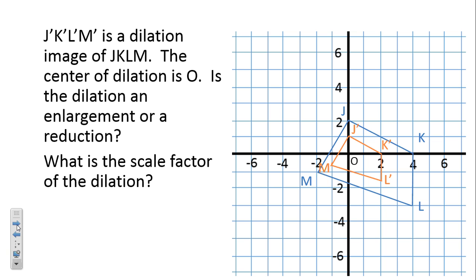So trapezoid J prime, K prime, L prime, M prime is a dilation of image JKLM. The center of the dilation is the origin, 0, 0. Is the dilation a reduction or an enlargement? Reduction. My original was the blue. My image is the orange, and it's definitely a reduction. What's the scale factor of the dilation? Good. How did you get 1/2?